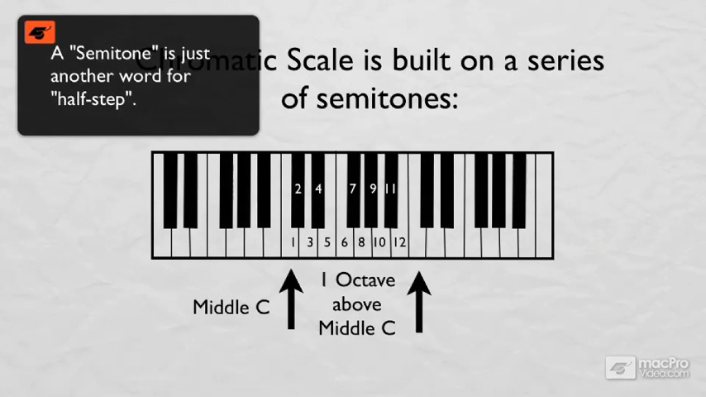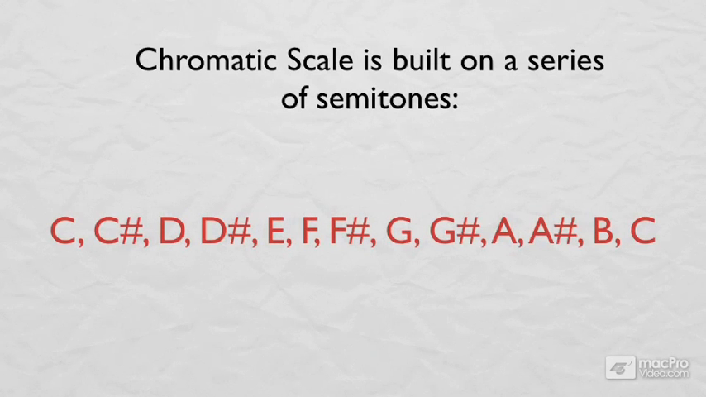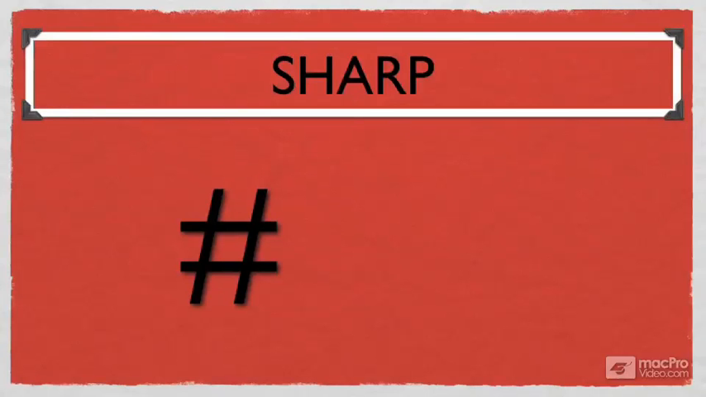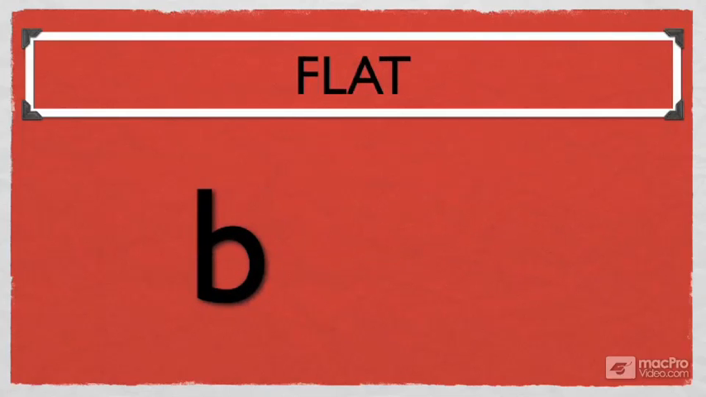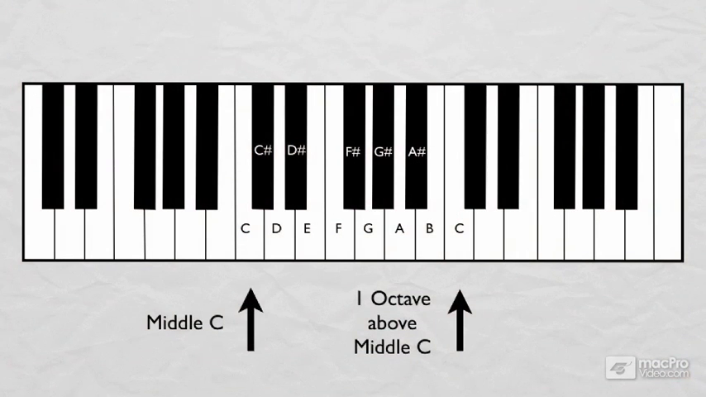If we represent the scale with note names, this is how it would look. C, C sharp, D, D sharp, E, F, F sharp, G, G sharp, A, A sharp, B, and C. By the way, we use the term sharp, represented by this symbol, to denote a note a half step higher than the preceding note. And we use the term flat, represented by this symbol, to denote a note a half step lower than the following note. And if we visualize the same chromatic scale on the piano keyboard, it would look like this.